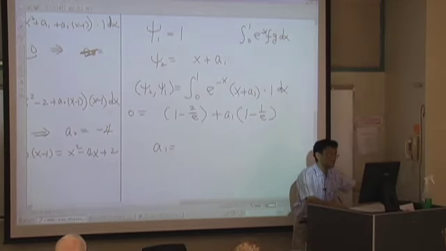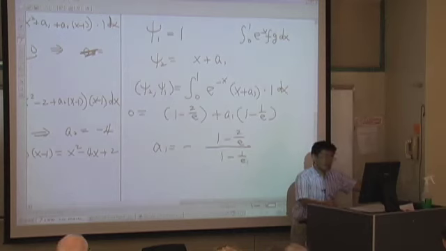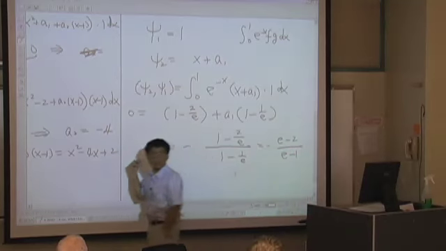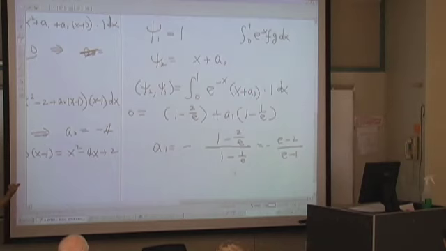So because of this, it is minus 1 minus 2 over e, 1 minus 1 over e. If I multiply top and bottom by e, then it is minus e minus 2, e minus 1. So this is a1. So we can see the difference. Just the boundary change caused the function to change.